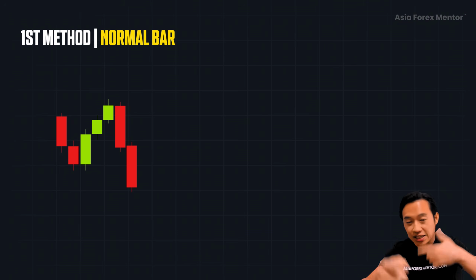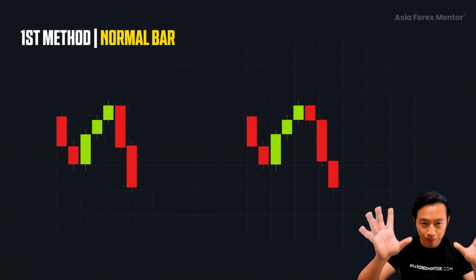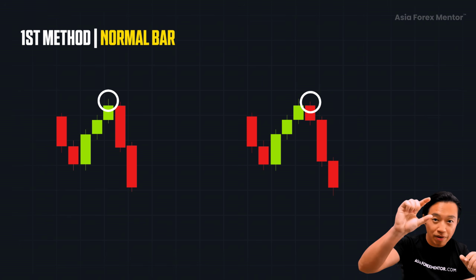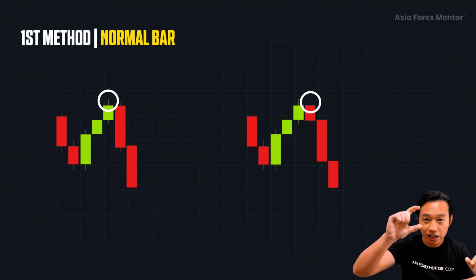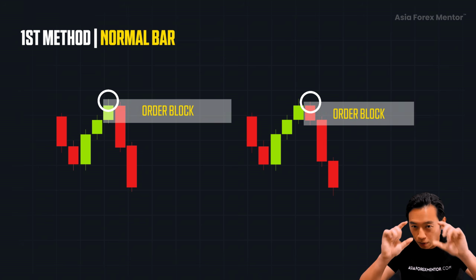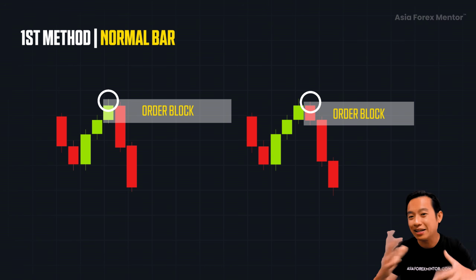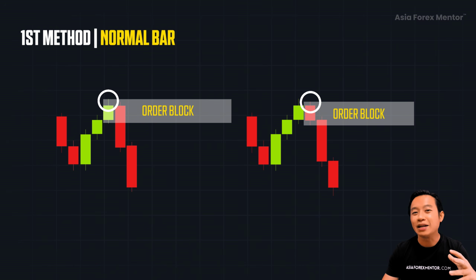Now vice versa for a downtrend, or reversal downtrend. It's the same logic. You identify the last candlestick before this sharp bearish move downwards as your order block zone. This is the basic way to mark order blocks on the chart itself. But in some cases, adjustments may be needed. All right, so here's the thing.